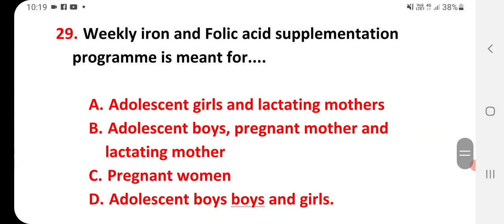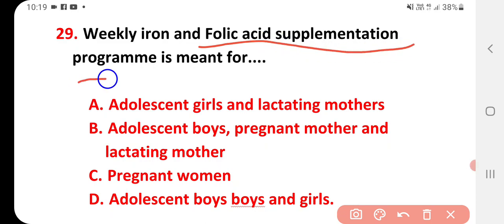29th, weekly iron and folic acid supplementation program is meant for. Options: adolescent girls and lactating mothers, adolescent boys, pregnant mother and lactating mothers, C, pregnant women, D, adolescent boys and girls. So weekly iron and folic acid supplementation program is meant for adolescent boys and girls. Option D.